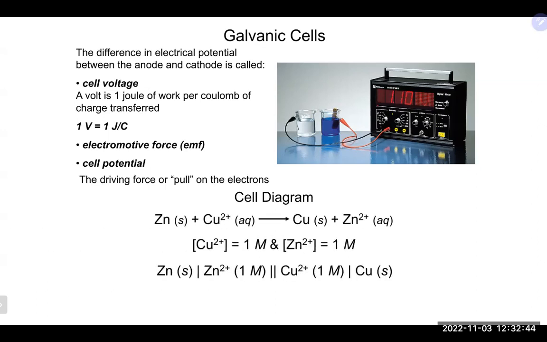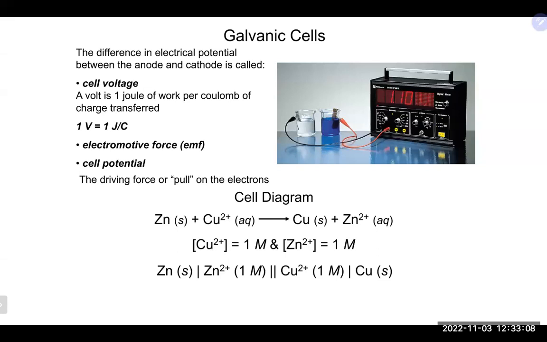So a galvanic cell, as I mentioned, has a difference in potential, and that's sometimes referred to as the cell potential, sometimes referred to as electromotive force, EMF, or the cell voltage. Pretty much in a question, if they ask you to solve for any of those three things, they're basically asking you to solve for the voltage of the cell. 1 volt is equal to 1 joule per coulomb. A coulomb is a unit of electrical charge, and a joule obviously is an energy.